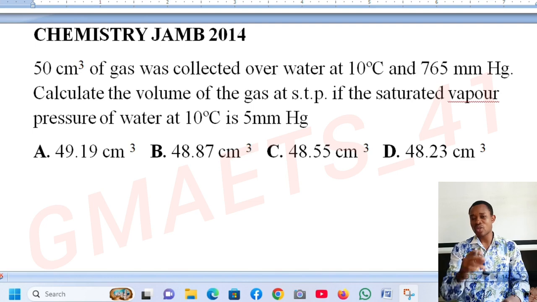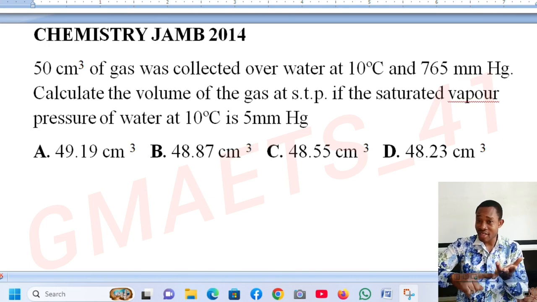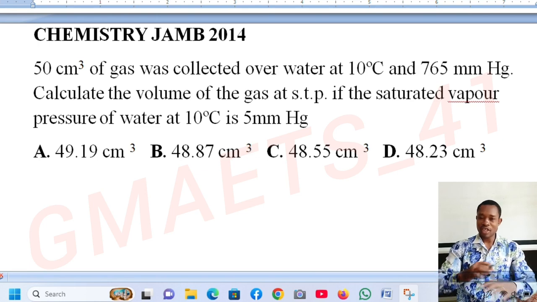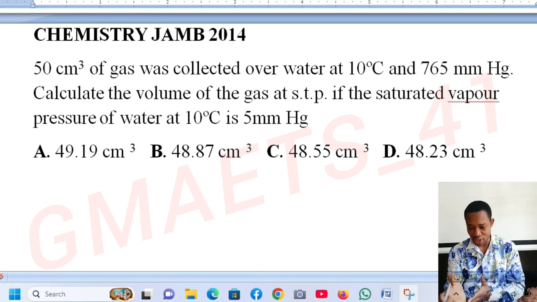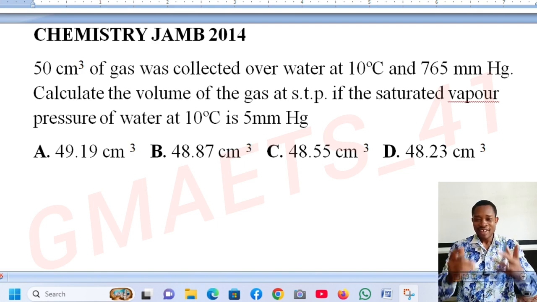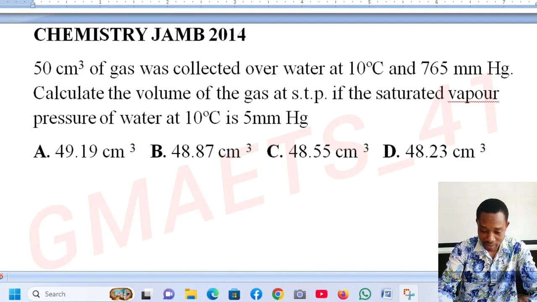Now, in this question, the gas was collected over water. The water has its own vapor pressure. And as we know, vapor is gas-like. So we now have the gas, we have the vapor. So both the gas and the water vapor are operating together. But as we know, gas and water vapor won't mix. Therefore, the total pressure there, which of course in this question was given, will be equal to the pressure of the gas and the pressure of the water vapor. The saturated vapor pressure of water was given there. Let us deal with this question right away and see.